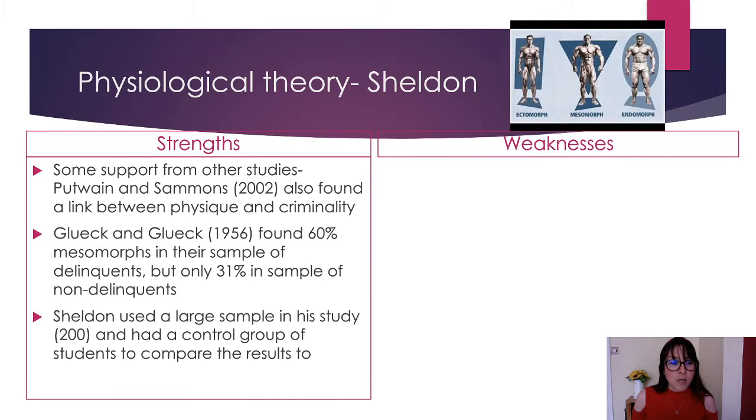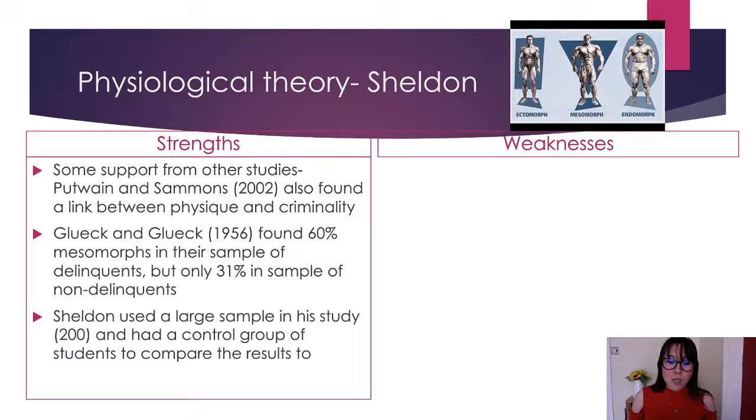The strengths of Sheldon: some support from other studies. Putwain and Sammons, for example, also found a link between physique and criminality. So don't forget, Sheldon's the one that says that mesomorphs, this idea of big, muscular, are more likely to be criminals than the skinny waifs or the very retiring introverts. Glueck and Glueck 1956 found 60% mesomorphs in their sample of delinquents, but only 31% in the sample of non-delinquents. So they found that a high percentage of delinquents did follow the mesomorph physical characteristics.